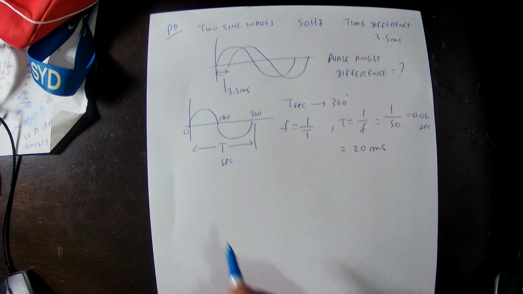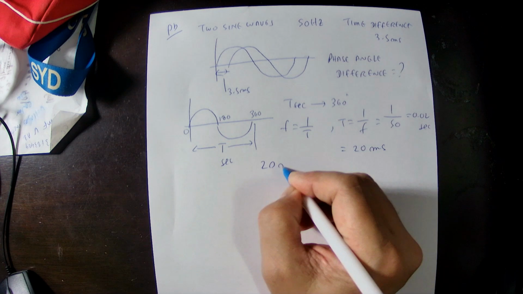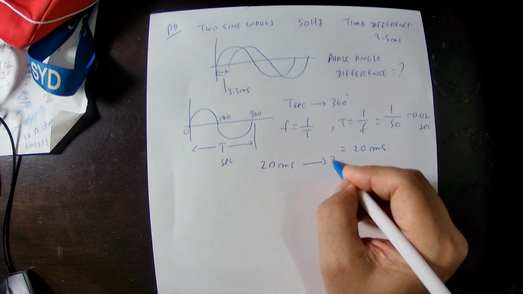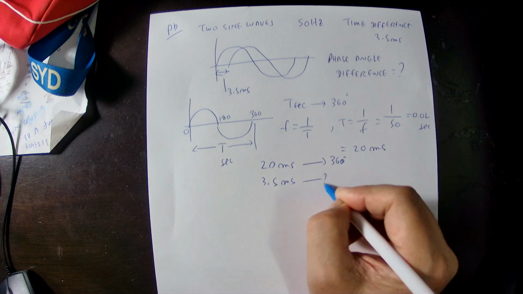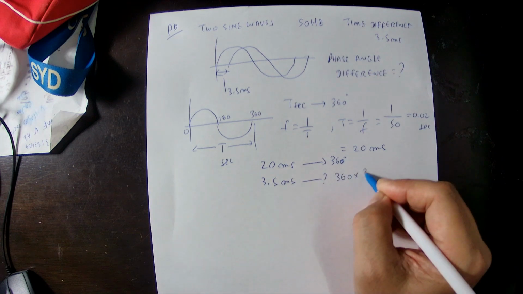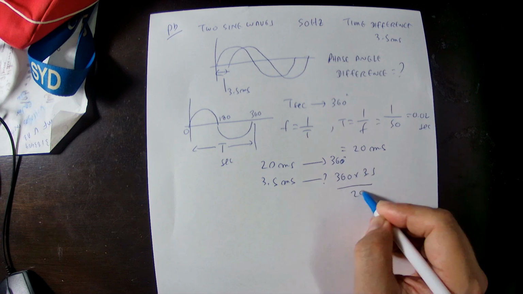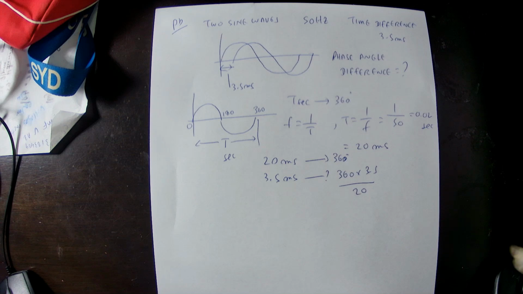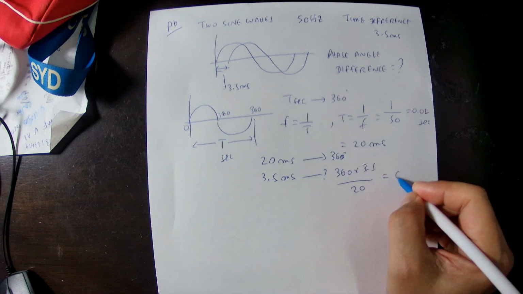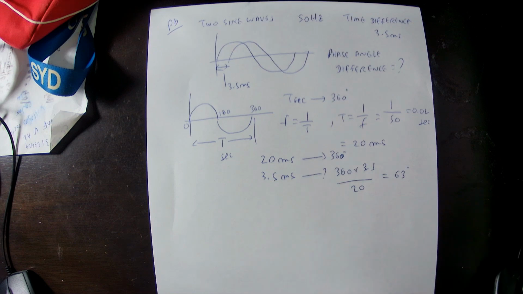So this 20 millisecond is 360 degrees. Now, for 3.5 millisecond, how many degrees? So 360 multiplied by 3.5 divided by 20. We can calculate this, and you get 63 degrees. So the phase difference is 63 degrees. This is the way we calculate the phase difference of the sinusoidal waveform.